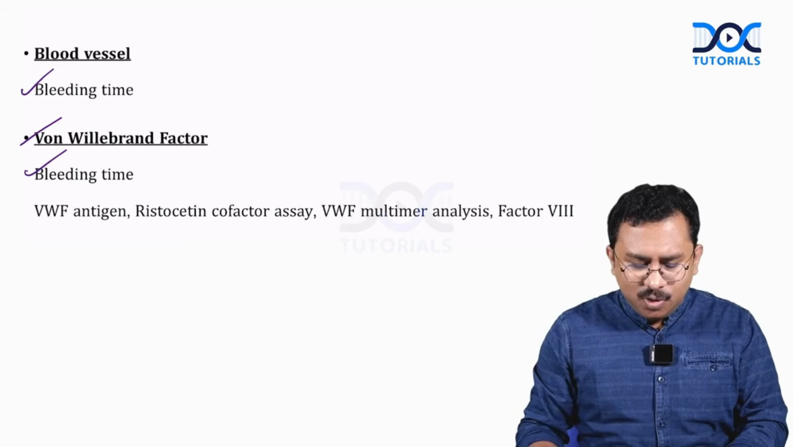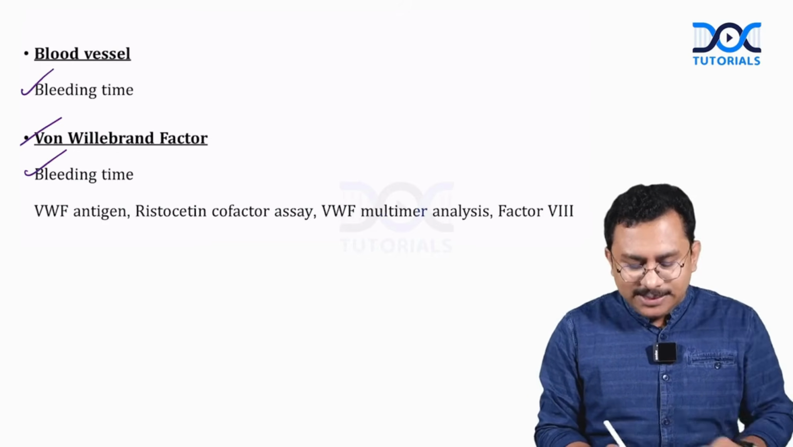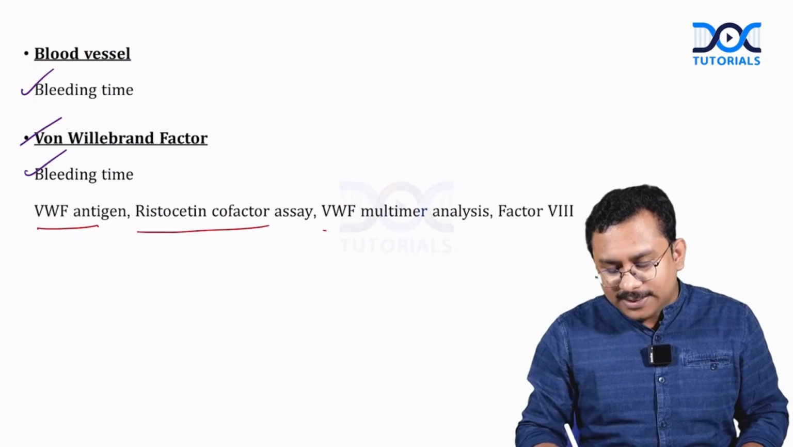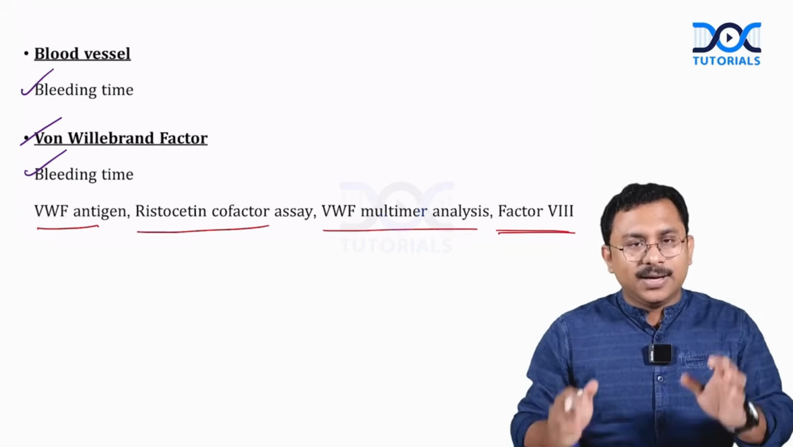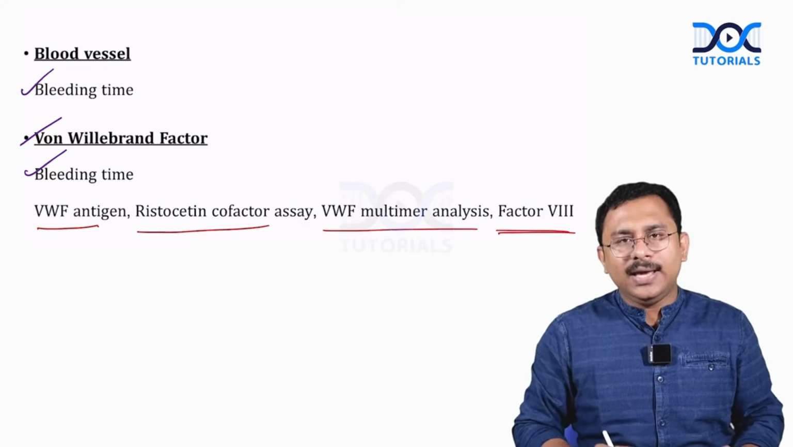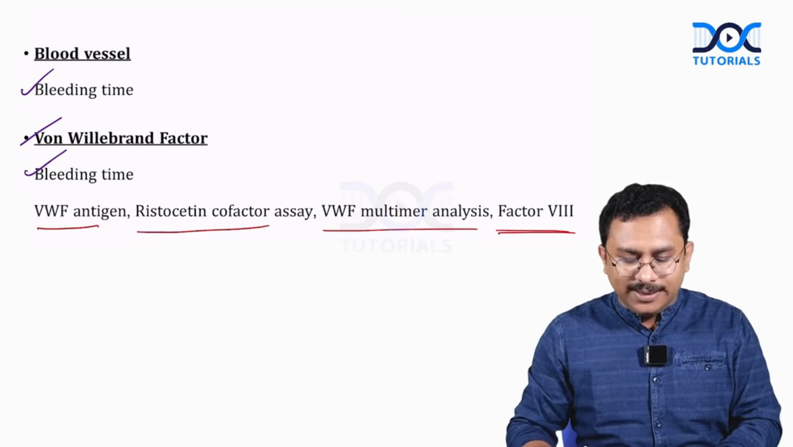Okay, right. So von Willebrand factor, I'm not discussing in detail. I've discussed it in the von Willebrand disease module. You can assess the von Willebrand factor antigen, ristocetin cofactor assay, von Willebrand factor multimer analysis, and also the factor 8, because in circulation, the von Willebrand factor is bound to the factor 8. Okay, so it will prolong the half-life of factor 8 as well.